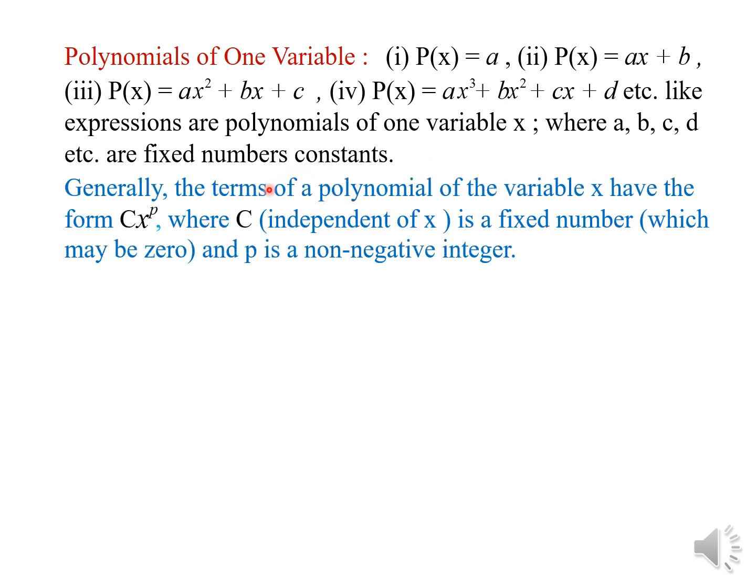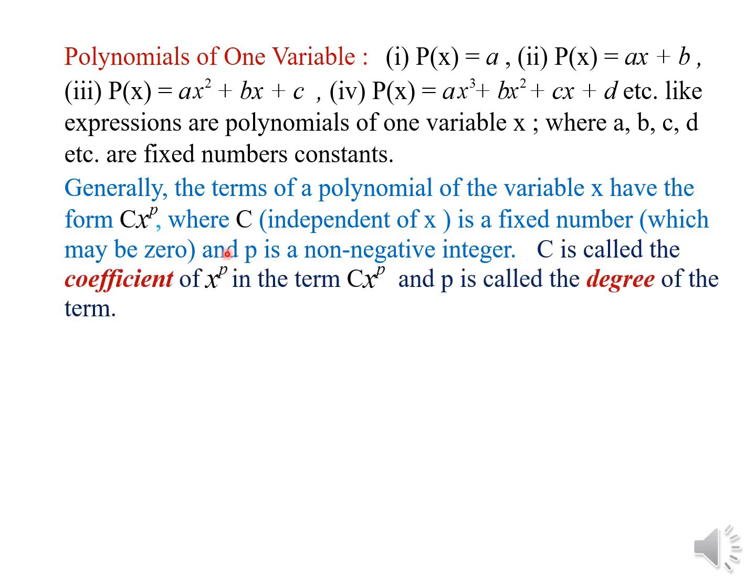Generally, a term of a polynomial in the variable x has the form c times x to the power p, where c is a constant and p is a non-negative integer. Earlier I said that the power in a polynomial must be a non-negative integer. Non-negative means it can be 0 or positive, and integer means no fraction, that is, it can be 1, 2, 3, 4, 5, 6, like this.